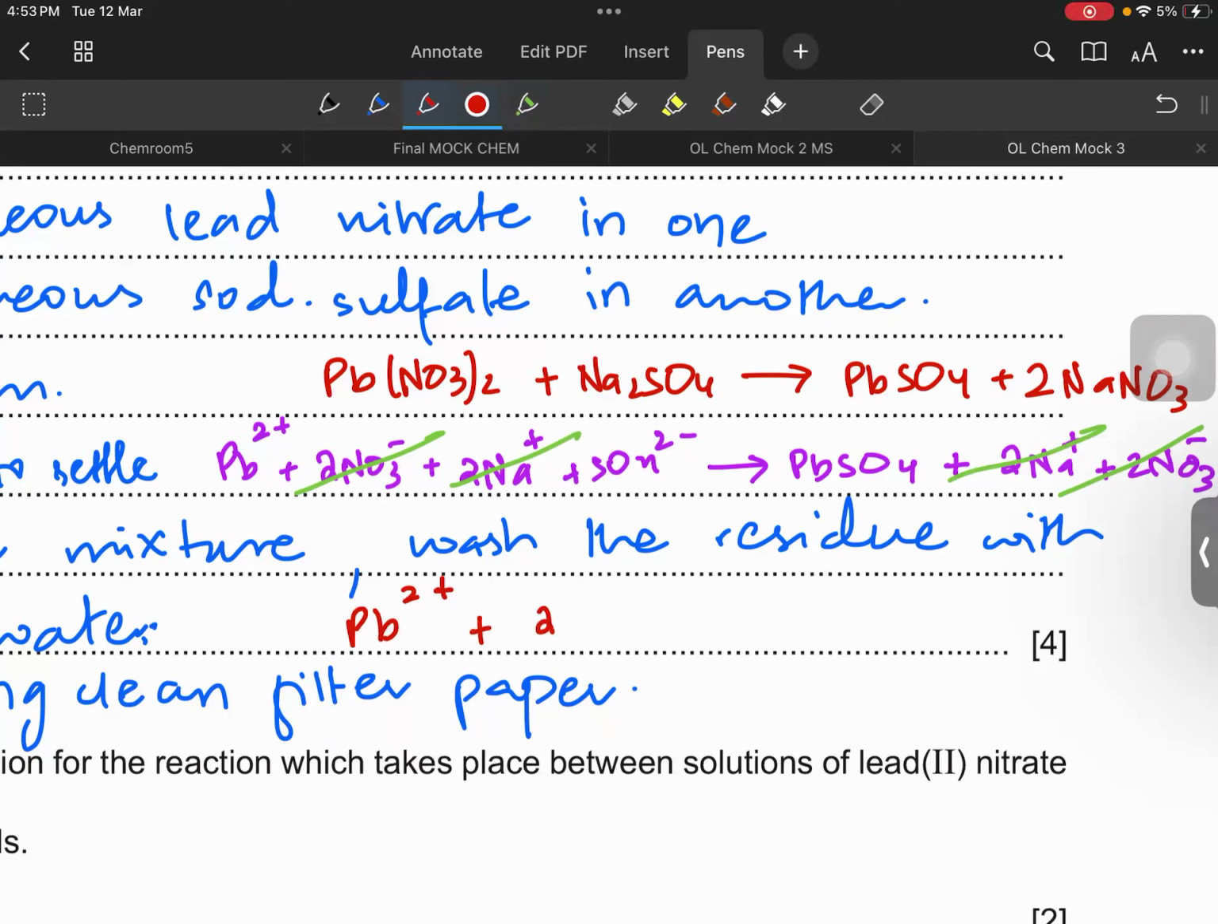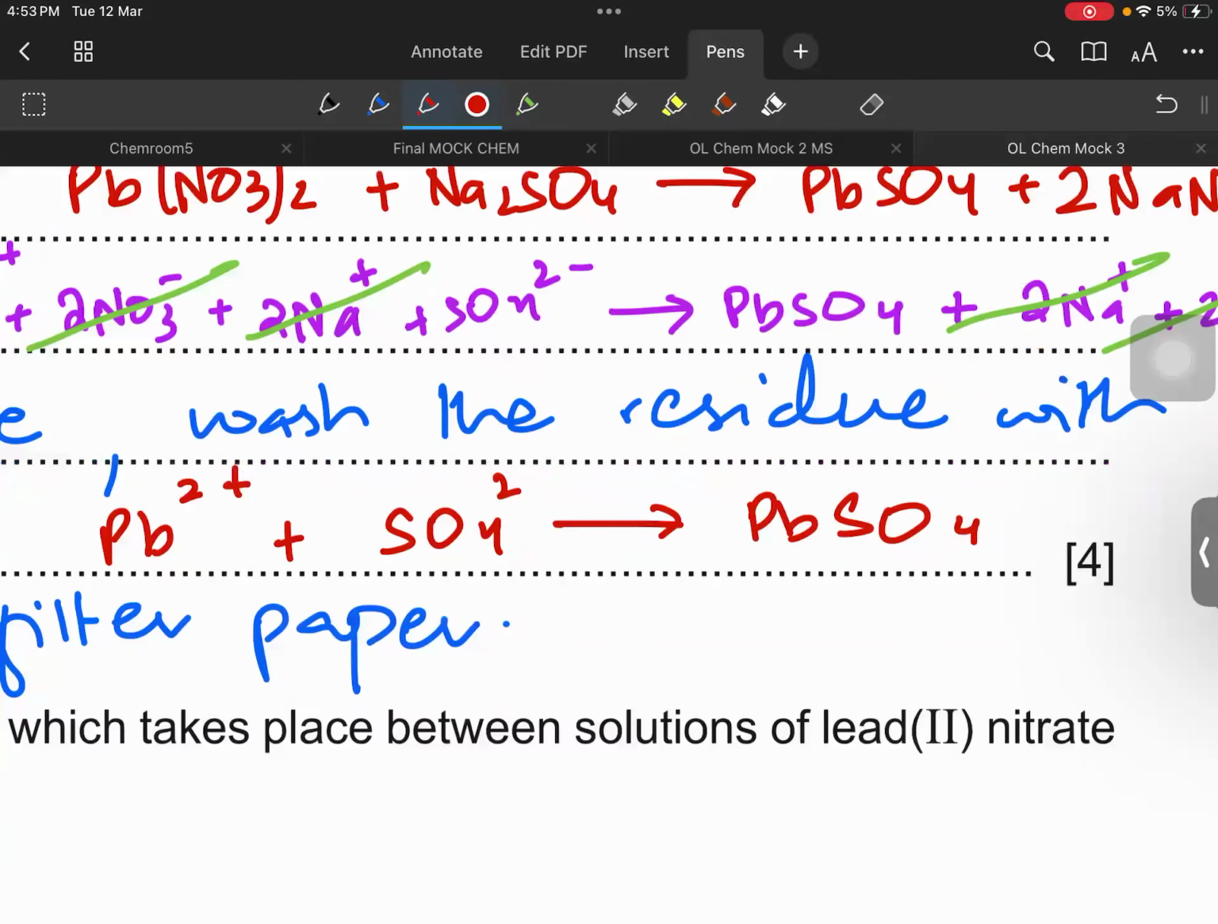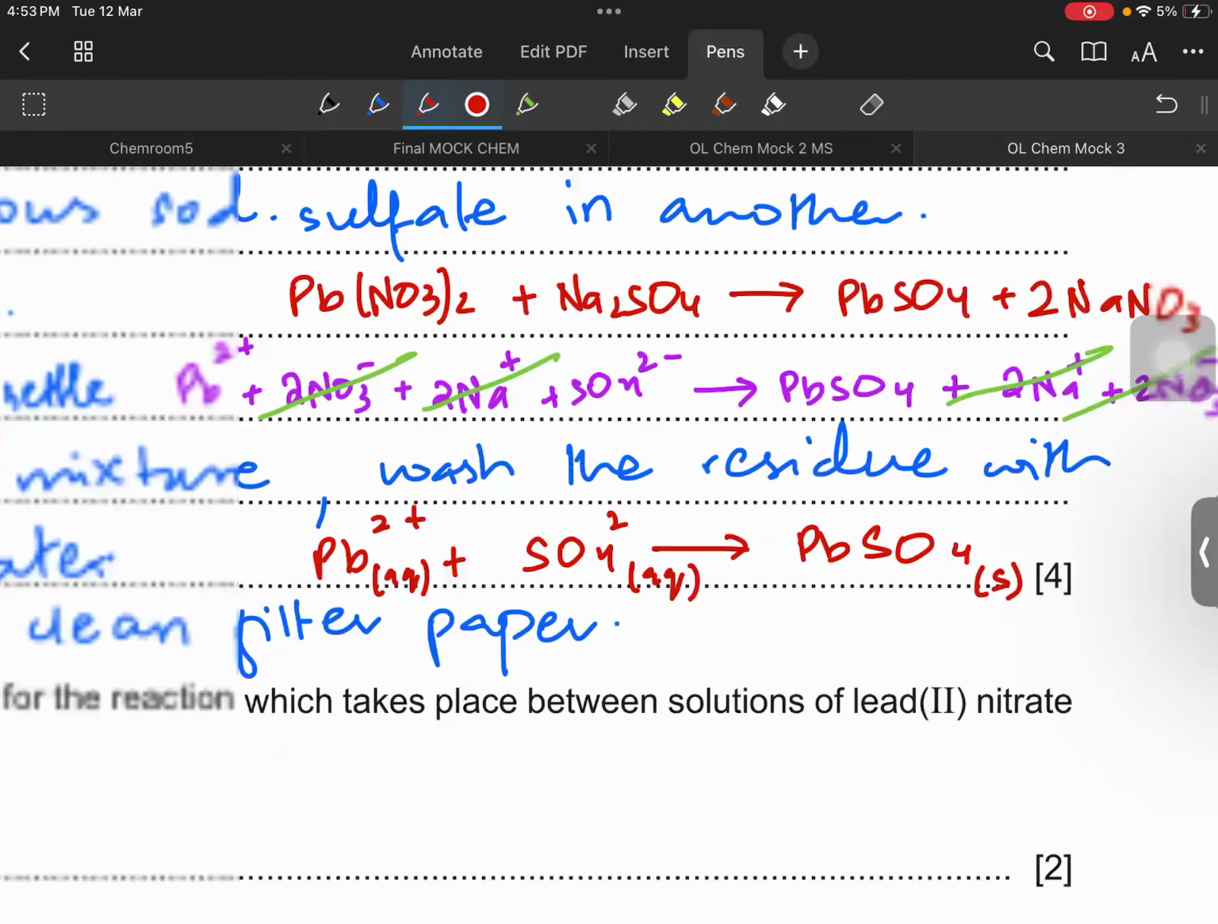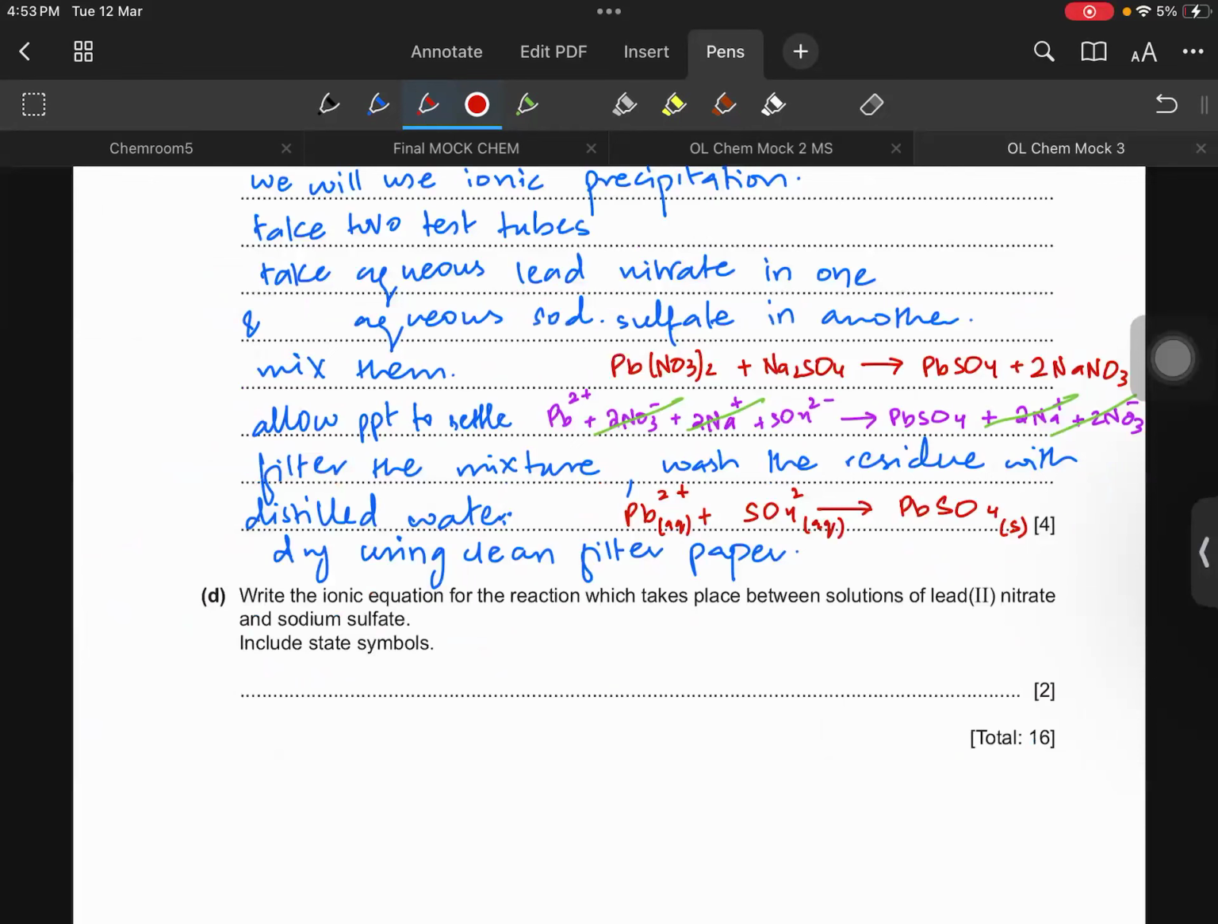What is the state symbol for Pb ions? Aqueous and solid, because you took two ionic aqueous equations for test tubes. Write the ionic equation. I think we have written the ionic equation. I don't think we have to copy it again. Yes.